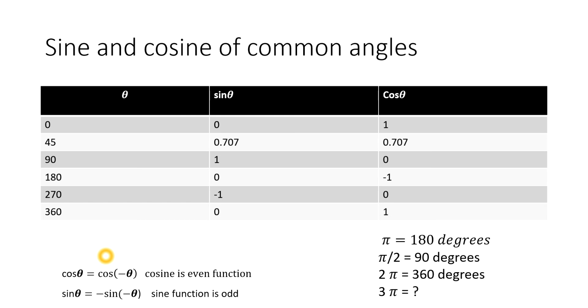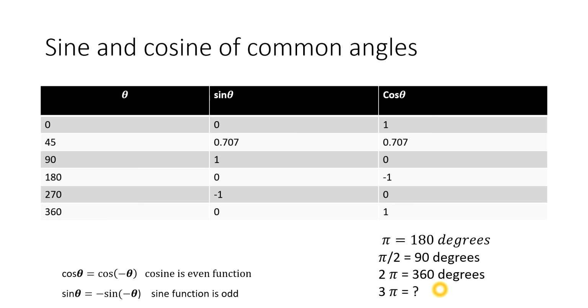And you also need to know the angles in terms of numbers and in terms of pi. So 180 degrees is pi. Pi divided by 2 is 90 degrees. 2 times pi, or 2 pi, is 360 degrees. You need to answer what is 3 pi. So the basis is pi equals 180. So you need to multiply 3 times 180, and then you get the answer.